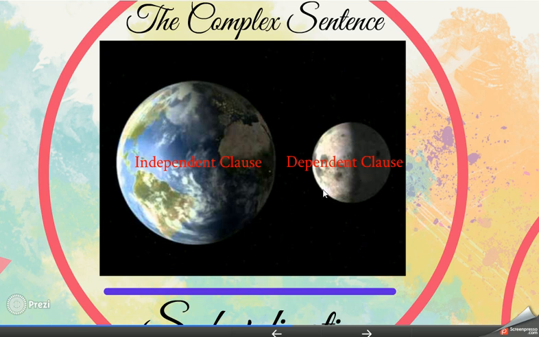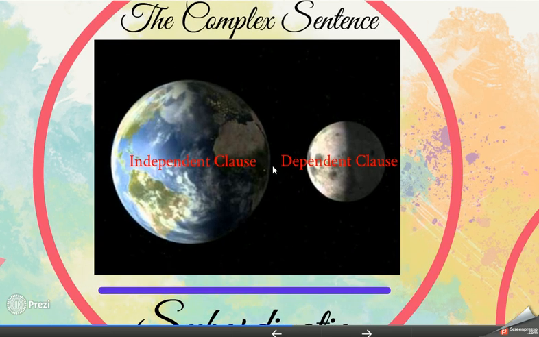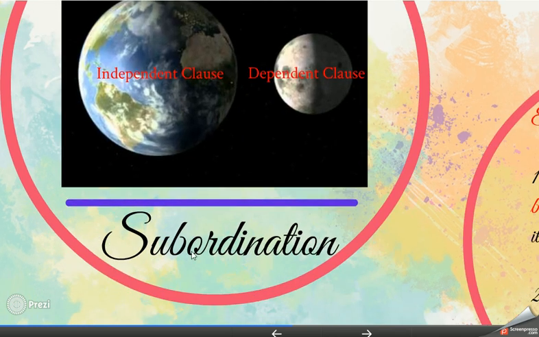So if you think about the relationship between the independent clause and the dependent clause in the complex sentence, it's just like the relationship between the moon and the earth. The earth is independent, the moon is a follower. And these are joined using subordinating conjunctions. Subordination. So the relationship between the independent clause and the dependent clause is one of subordination. Subordination means one is independent, the other one is dependent. One can stand alone, the other one is a follower.